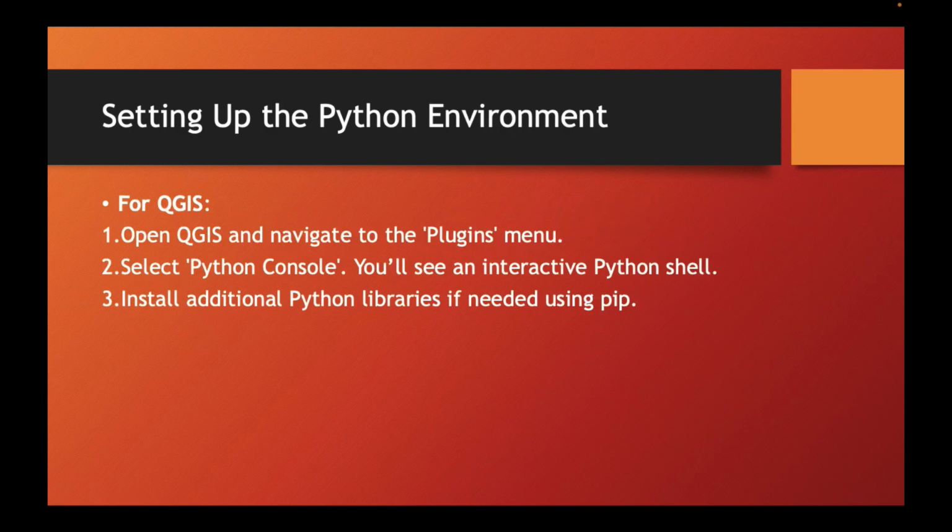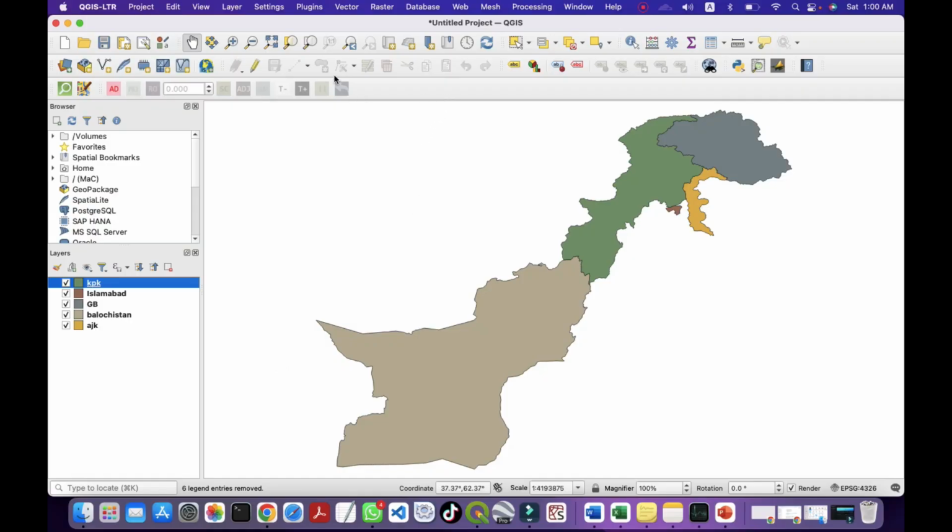Okay, so how to set up the Python environment. We only focus on QGIS because we are already working in QGIS and are familiar with it. The steps are already mentioned on the screen. So let's go to QGIS. Open QGIS, click on Plugins and click on Python Console.